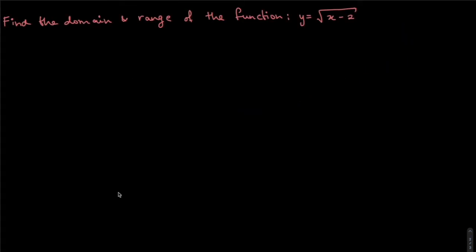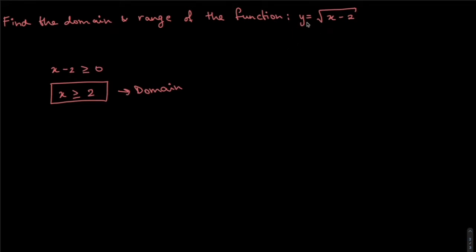All right. So in this question, we're supposed to find the domain and range of the function y is equal to the square root of x minus 2. Let's start with the basic things. We know that everything inside the square root should be positive, so the only way is to say it's supposed to be greater than or equal to 0. If we do that, we get x is greater than or equal to 2. So this is our final domain.